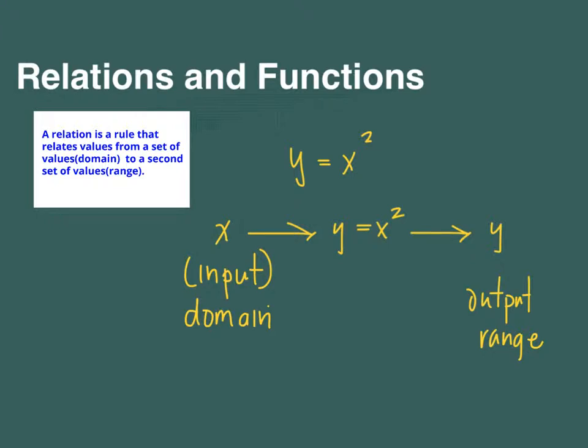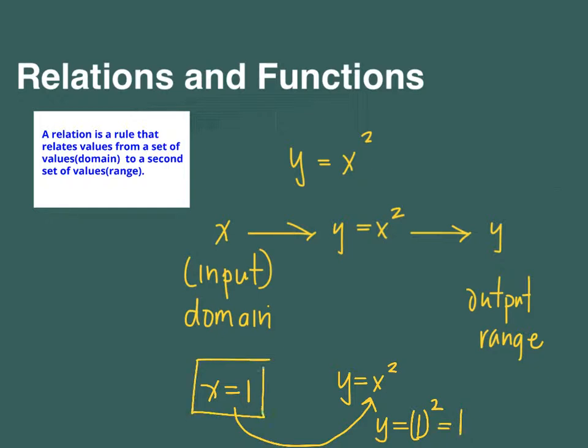To illustrate the idea, suppose that x is equal to 1. If the rule is y is equal to x squared, then that means we are going to input 1 on the x. So this becomes y is equal to 1 squared, and the value is 1. So if we input x equals 1, we are expected to have an output equal to 1.